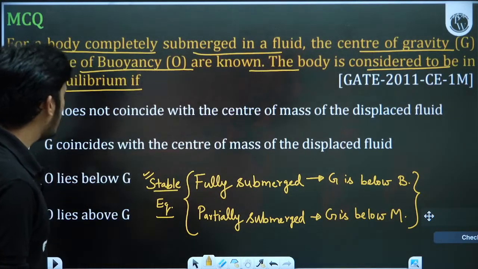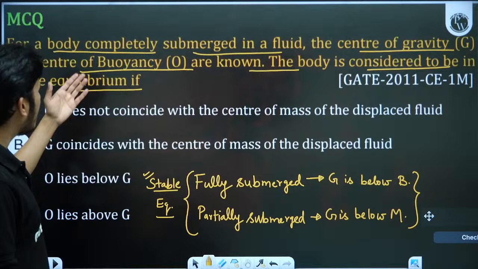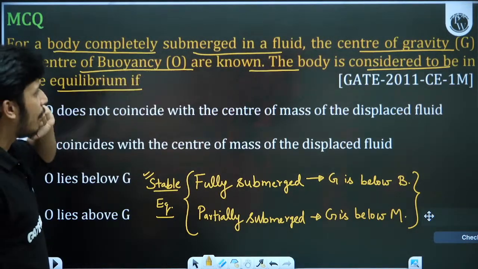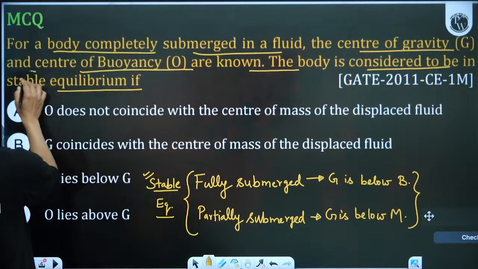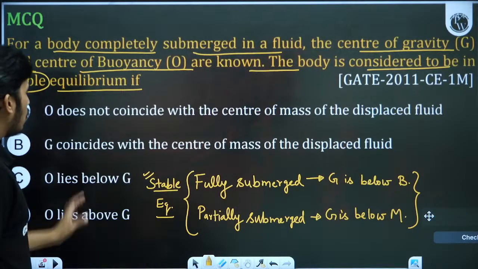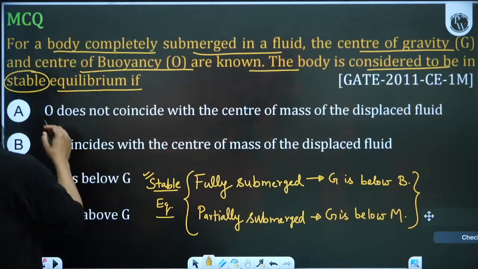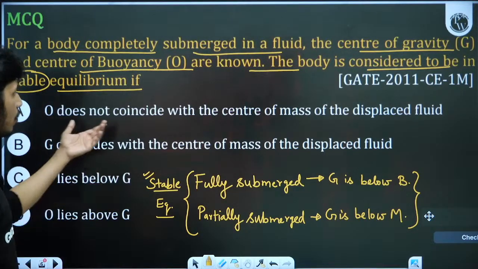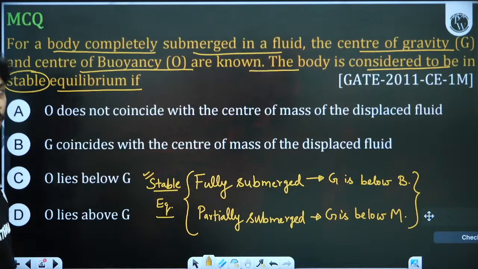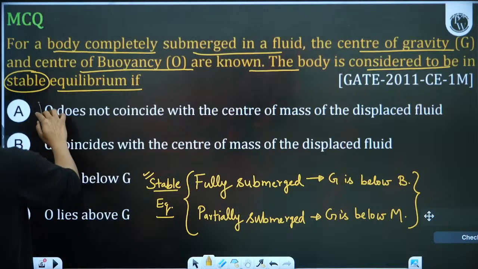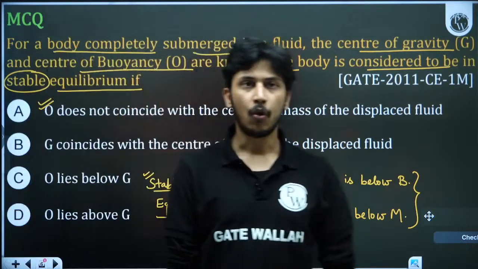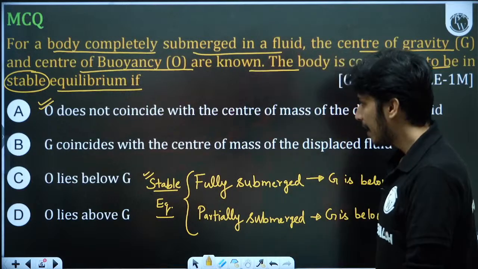So in this question, what will happen? They are saying the body is completely submerged in fluid, center of gravity G, center of buoyancy O. The body is considered to be in a stable equilibrium. So in a stable equilibrium, G should be below. O does not coincide with the center of mass. This is also correct. O does not coincide with the center of mass of the displaced fluid. This is also correct. O should not coincide with. Let's see other options.